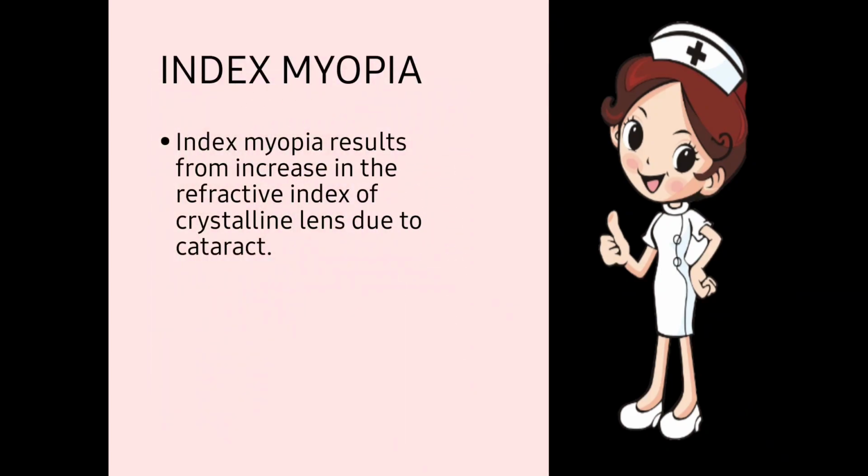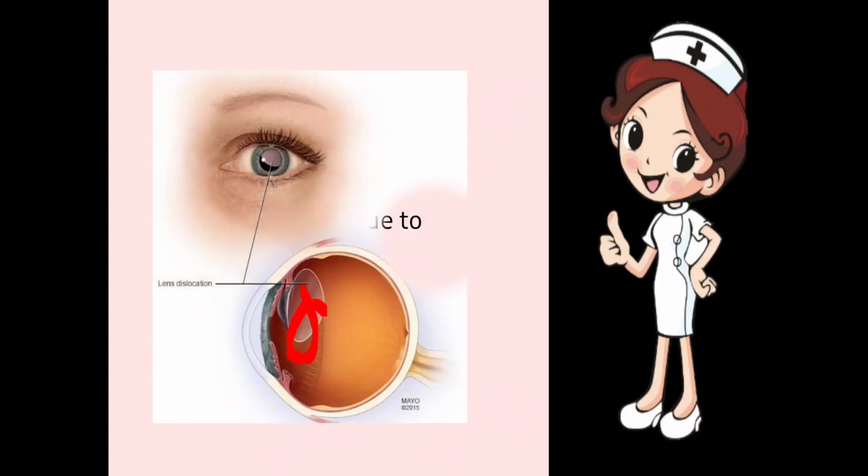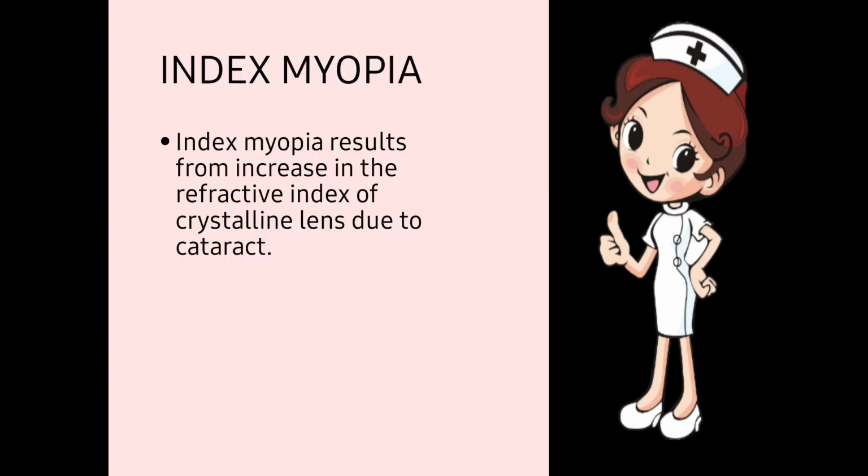Next one, index myopia. Index myopia results from an increase in the refractive index of the lens. This is the lens, and the lens becomes cataractous due to the development of a cataract inside it, which leads to a change in the refractive index of the crystalline lens. When the refractive index of the crystalline lens increases, it leads to a more myopic patient. So this is index myopia.